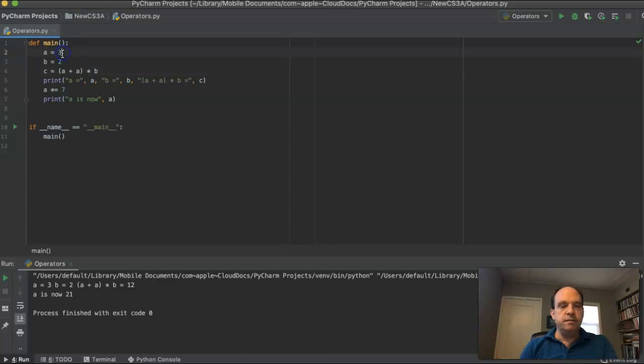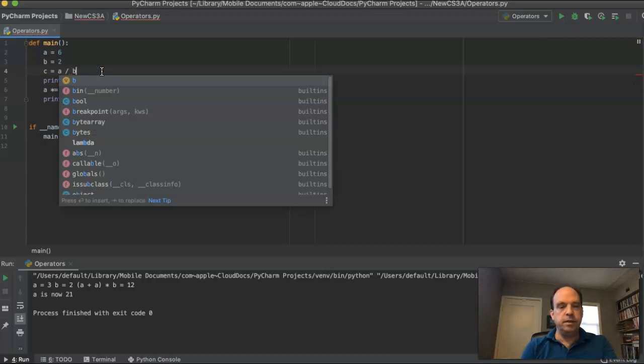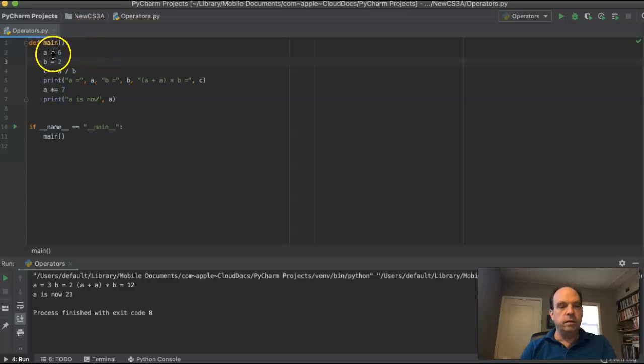Again, there's no easy division key on the keyboard, so if we want to divide two numbers, we use the slash. We'll say c equals a slash b. a is 6, b is 2, so we expect the answer to be 6 divided by 2 equals 3. And in fact it is. The answer may be a little surprising though. Notice that a was 6, b was 2. a divided by b is listed as 3.0.